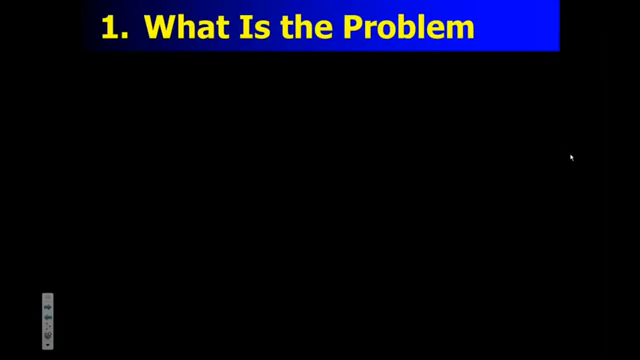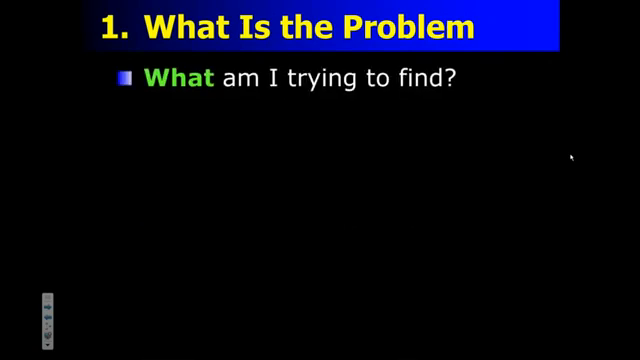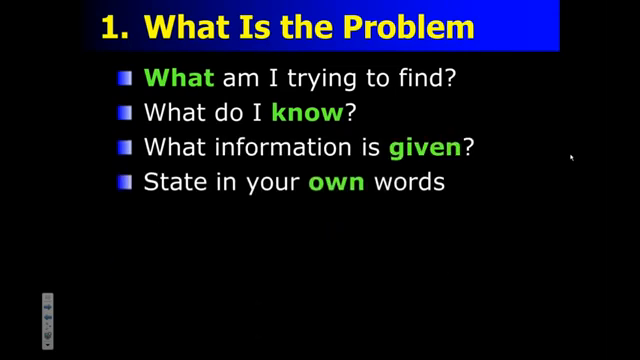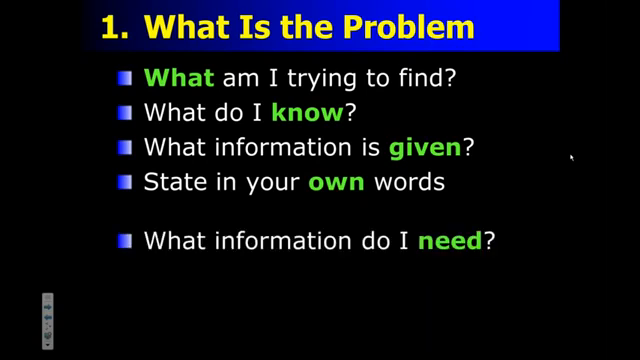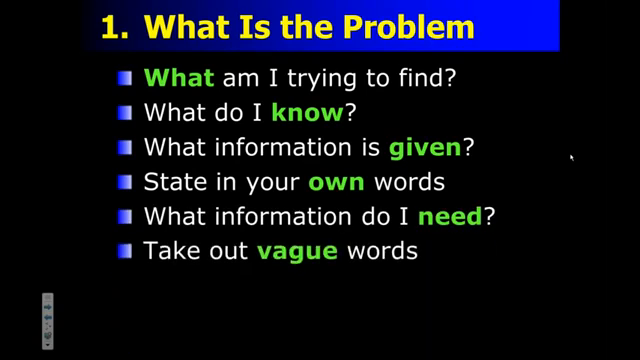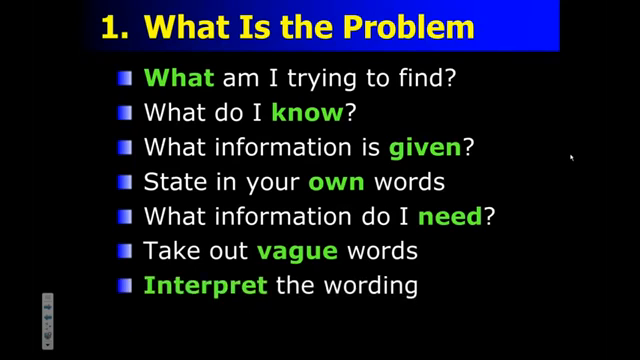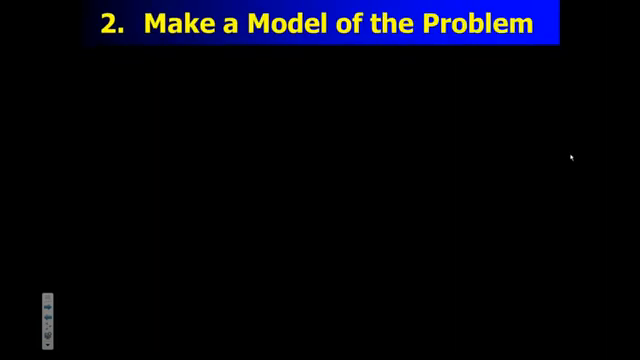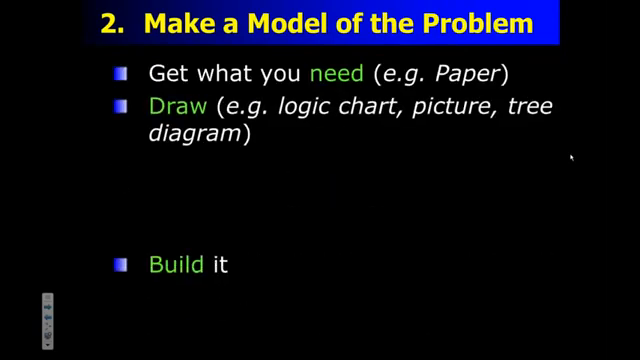Okay, so let's wrap it up. When you go through the 5 steps and you start at step 1, what is the problem? You're determining what you're trying to find. What do you know? What are you given in terms of information? You might want to restate it to make it more clear. What information is not given that you need to add in there? Maybe clear up anything that's vague and interpret the way it's worded. Basically, in step 1, get the problem to a state where you have a definite path for solution in front of you. Then you go to step 2 and you get a model together.